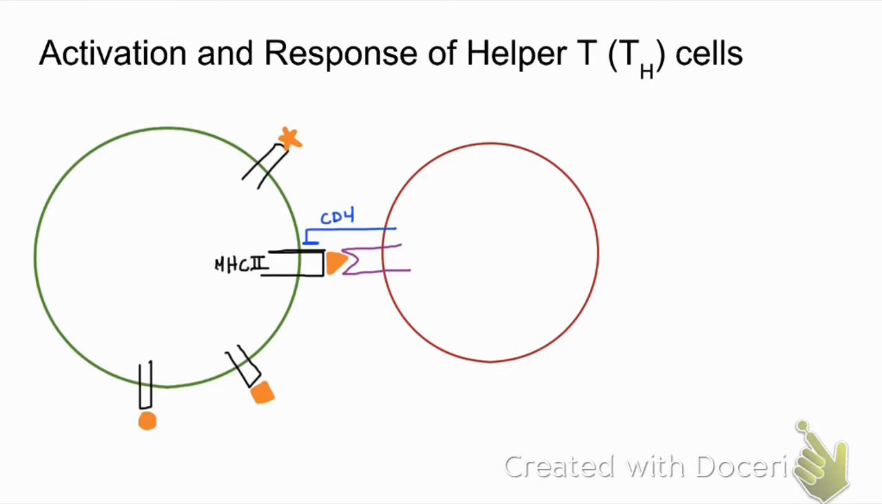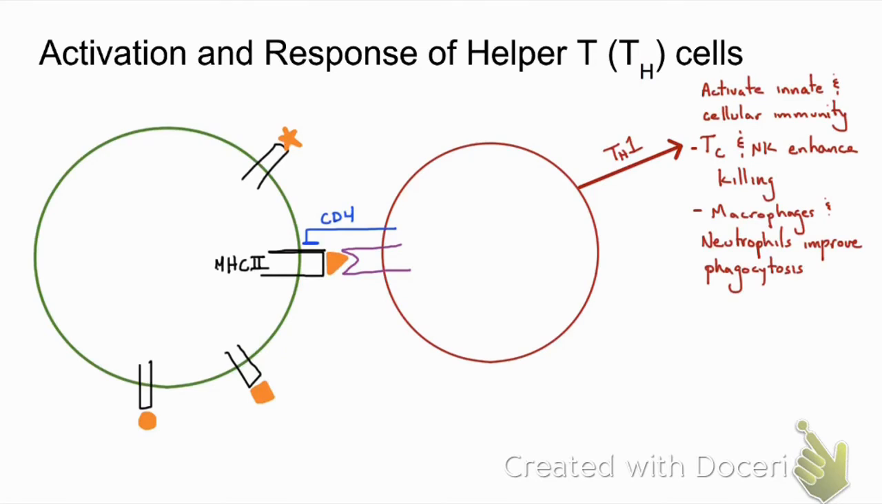The T helper cell then can respond in a couple of different ways. First, we have what's known as T helper 1 cells, and these are going to be involved in activating both the innate and the cellular immune response. How they do so is to enhance the killing of TC and NK cells. T helper 1 cells also improve phagocytosis by macrophages and neutrophils. T helper 2 cells stimulate B cells to produce secreted antibodies, which we'll talk about in a future lecture.